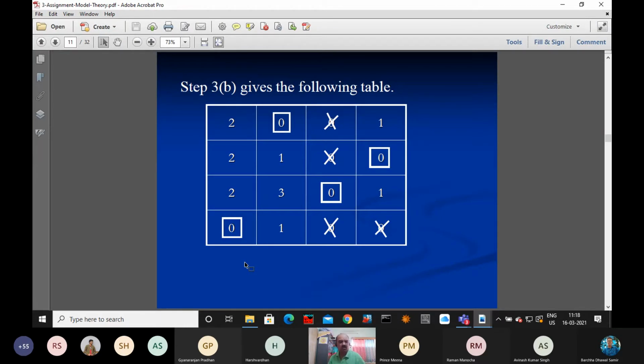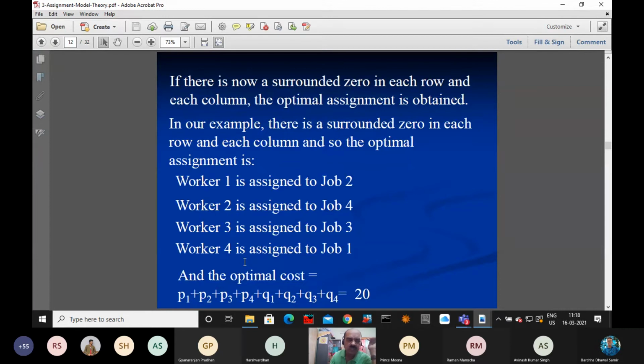Okay, so this is the summary. Now the solution: worker 1 we have assigned to job 2, worker 2 to job 4, worker 3 to job 3, worker 4 to job 1. And the optimal assignment cost, the total amount you have subtracted, is equal to 20. This is the answer to this problem.